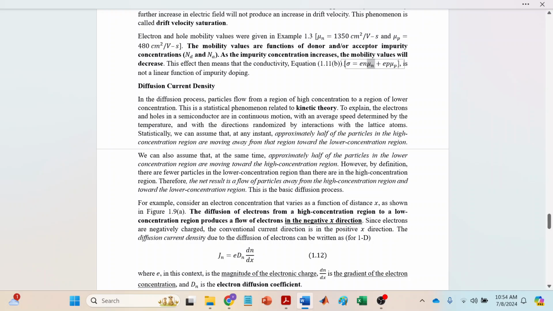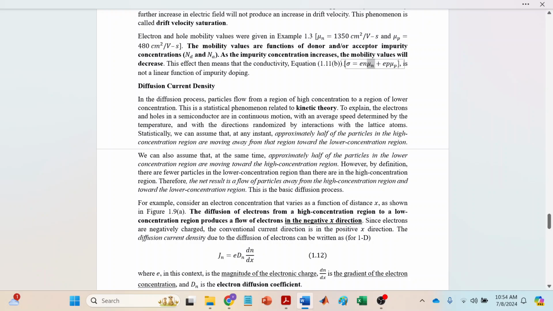At the same time, approximately half of the charged particles in the lower concentration region will move towards the high concentration region. But there are fewer particles in the lower concentration region than there are in the higher concentration region. As a result of this, the net flow of particles is away from the high concentration, from the high concentration to the low concentration. So this is a basic diffusion process in chemistry.